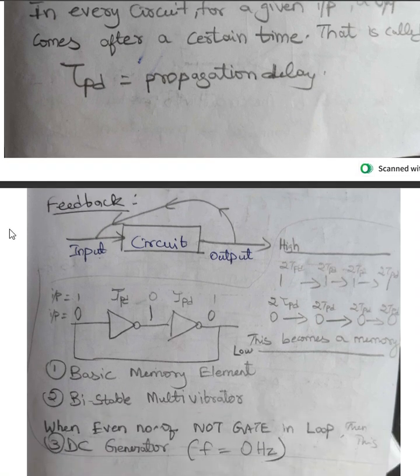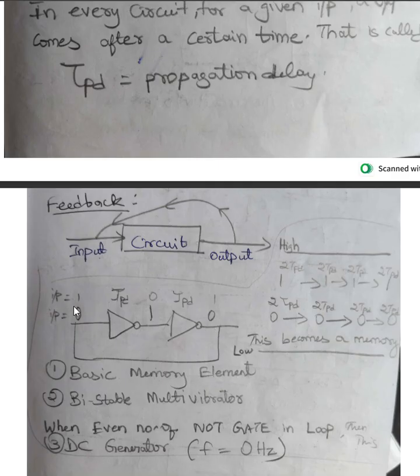Okay, which is feedback. For a circuit, feedback simply means connecting the output again to the input. So that's what feedback is. If you implement this for a NOT gate, if you put two NOT gates, what happens is if you input zero, it becomes one at the first NOT gate, then it becomes zero again.